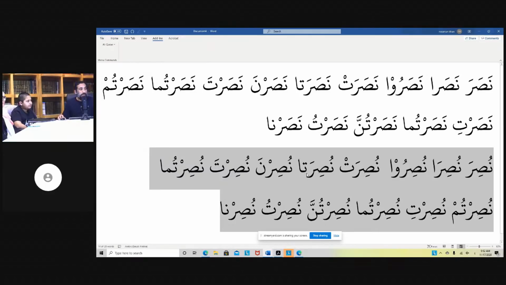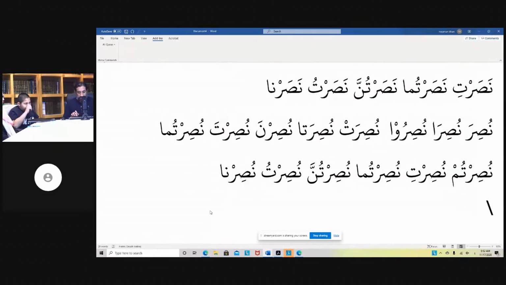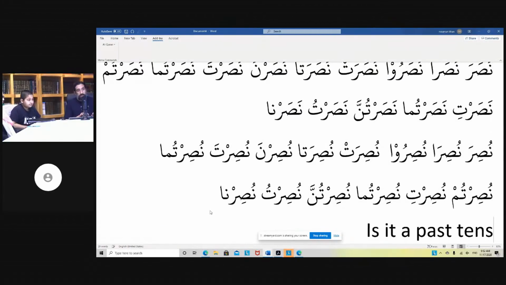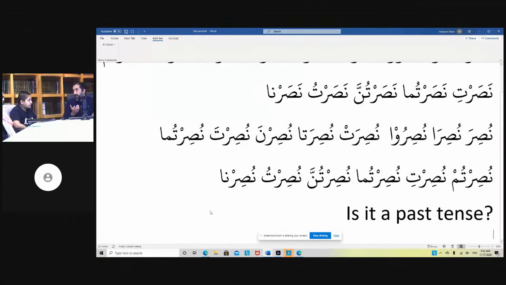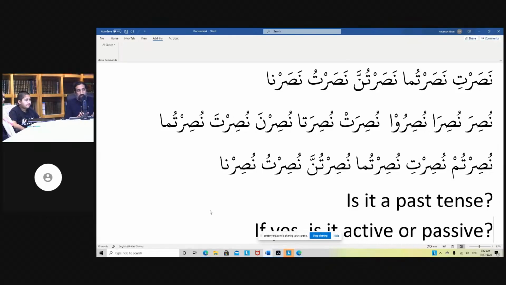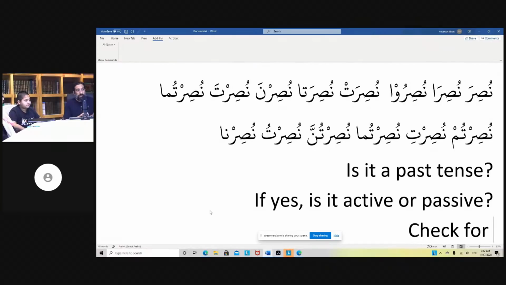So if I'm showing you the thought process, the first thing was: is it a past tense? Maybe you found out that it's a past tense. If yes, is it active or passive? And how do you answer that question? You don't check for active. You only check for passive. And how do you check for passive?